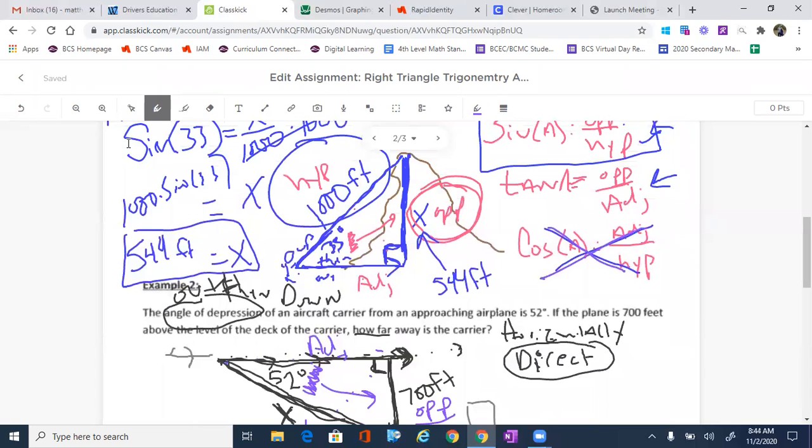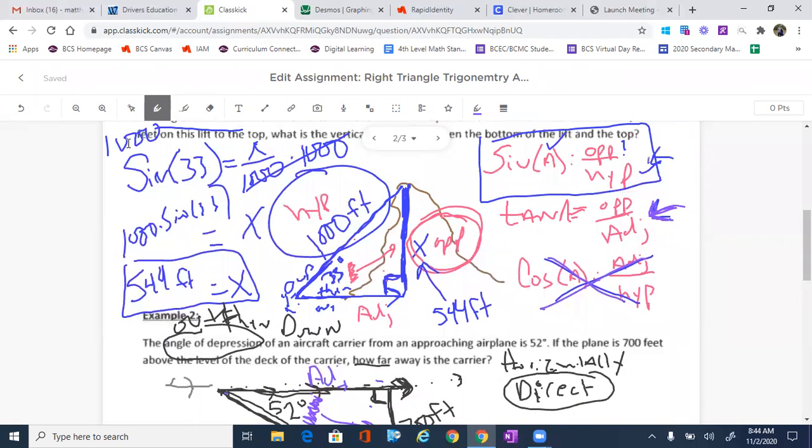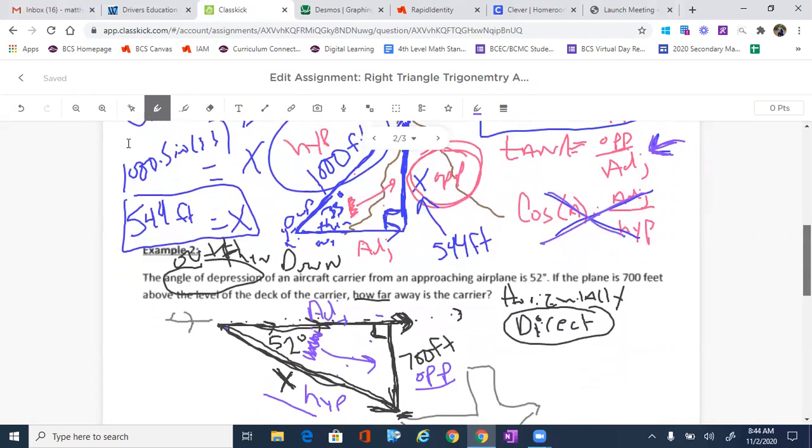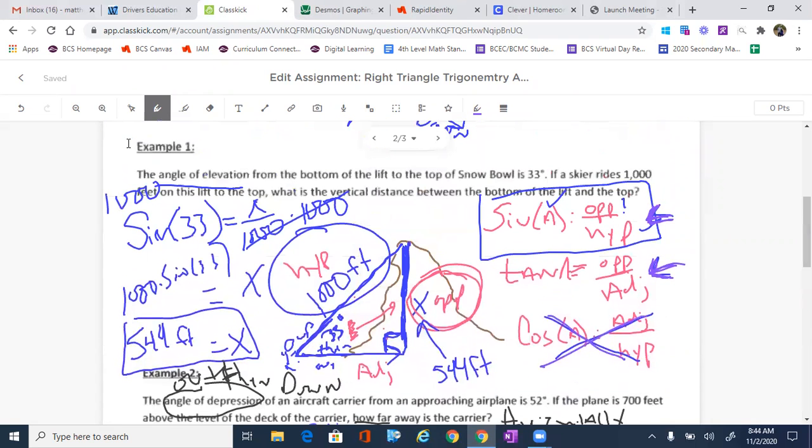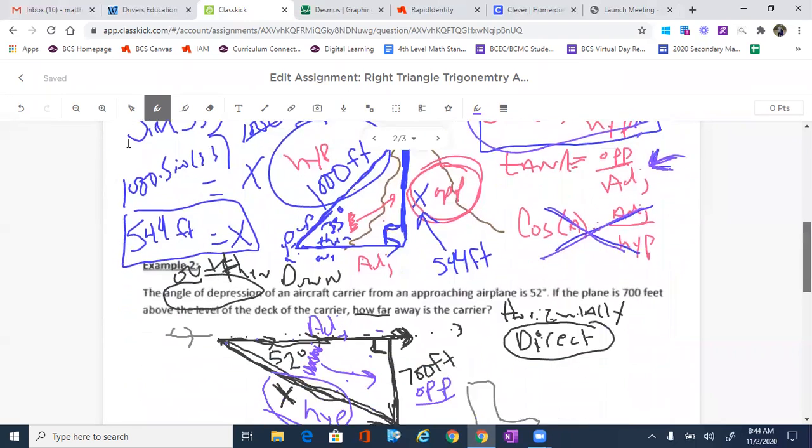Let's see here, we have the opposite, so we could use tangent. We have the opposite, which means we could use sine. But what are we looking for? We're looking for the hypotenuse. So once again, we come over here, we're looking for the hypotenuse. That's our question this time. We have the opposite, we have the angle, we must be using sine again.